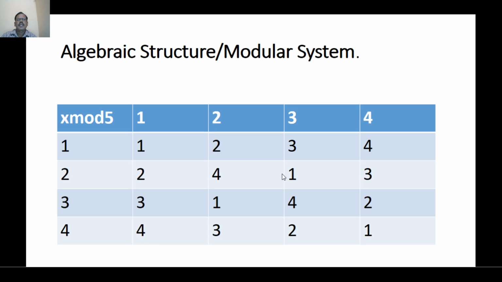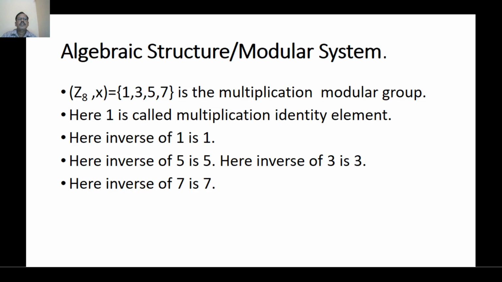You take Z8. The integers 1, 3, 5, 7 form an abelian group under multiplication modulo 8. You take the 4 elements 1, 3, 5, 7, which form an abelian group under multiplication modulo 8. You come to the table: 1, 3, 5, 7 and 1, 3, 5, 7.